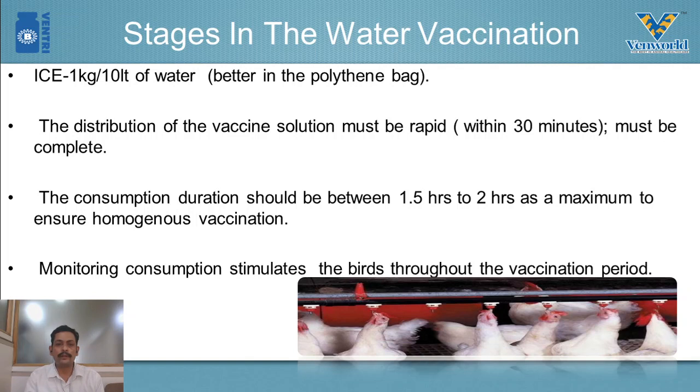Maintain the cold chain during the water vaccinations. For that purpose, we have to use good quality ice, that is 1 kg per 10 liters of water. Preferably use polythene bags to avoid contamination of the water. The distribution of the vaccine should be completed within 30 minutes. And the consumption of this water should be complete within 1.5 to 2 hours maximum, to ensure homogeneous vaccination. During this vaccination, monitoring helps to stimulate the birds to take the water. So that we have to do during the water vaccinations.